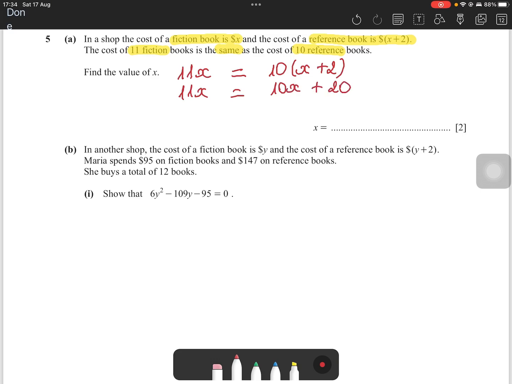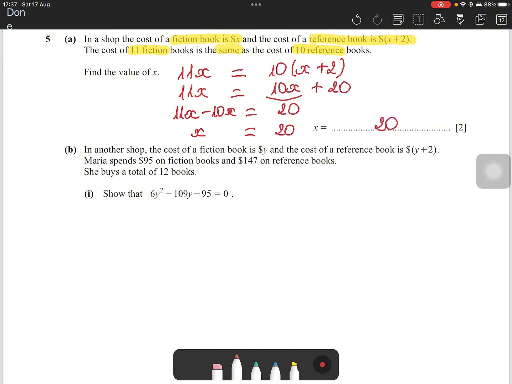Now we need to subtract 10X from both sides. So 11X minus 10X is equal to 20. On the left hand side, we have X and the right hand side is 20. So X is equal to 20.